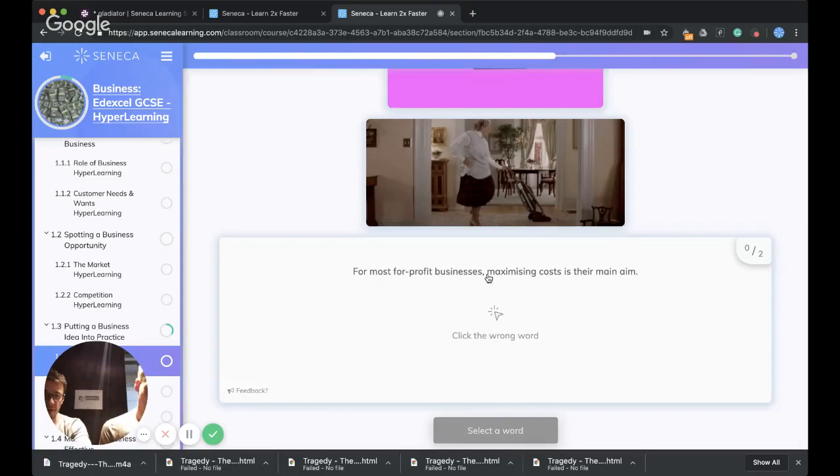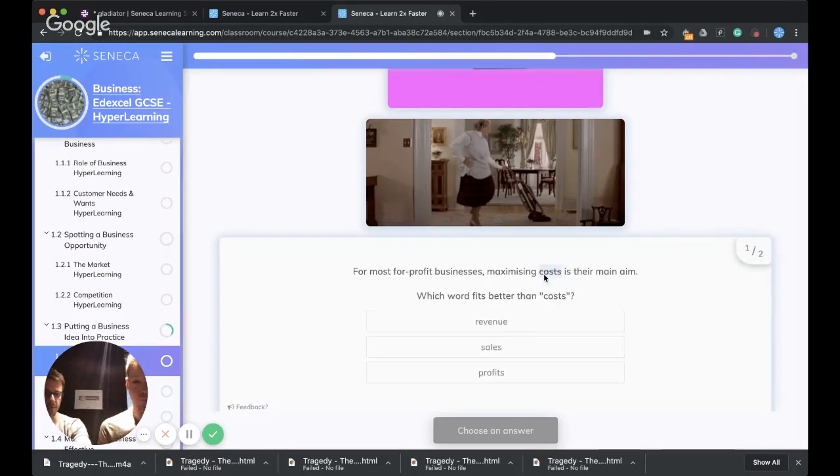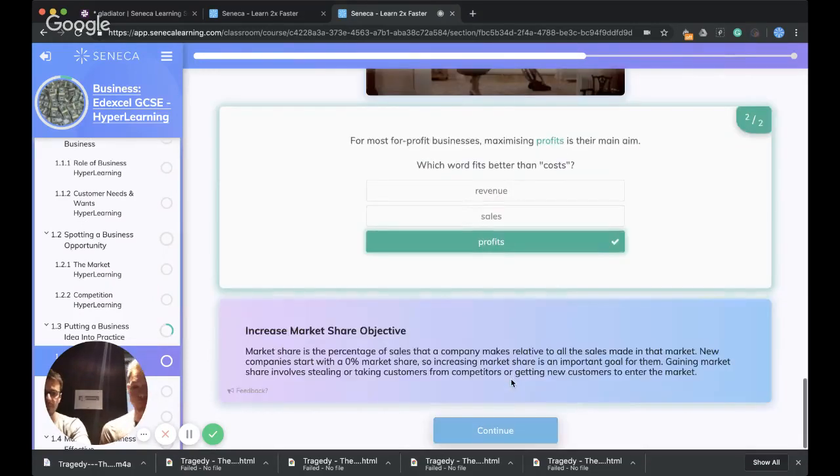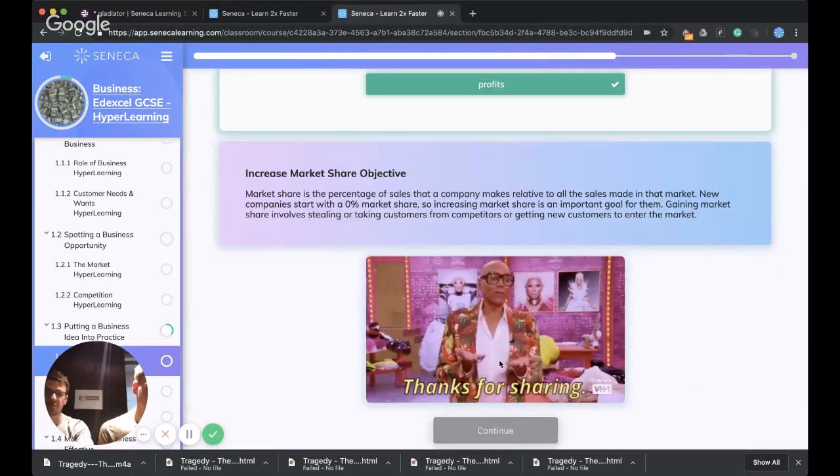For most, maximizing costs is not good. We want to maximize our profits. Boom. So increasing market objective. Amazon. We've kind of already covered that. We've done this. It's all good. Thanks for sharing.